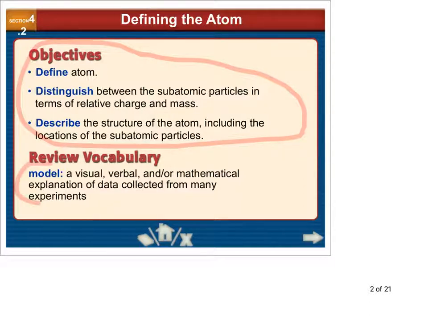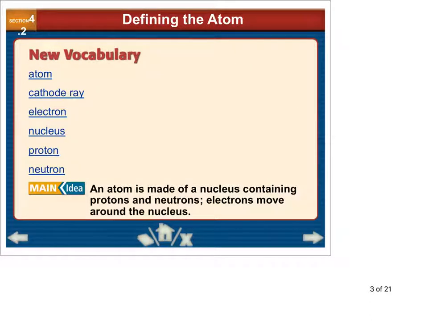Review vocab. Got model and visual, verbal, and mathematical explanation of data collected from many experiments. Here's our new terms we'll be coming along to. And then our main idea: an atom is made of a nucleus containing protons and neutrons. Electrons move around the nucleus. That gives the basic description of an atom.